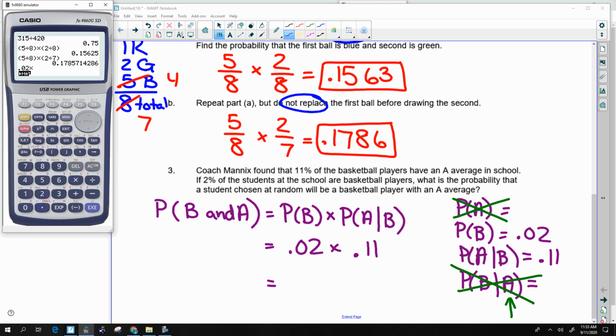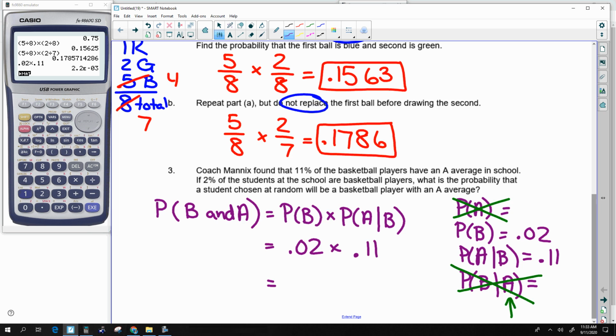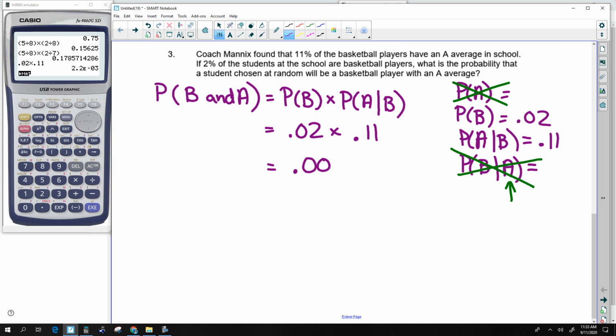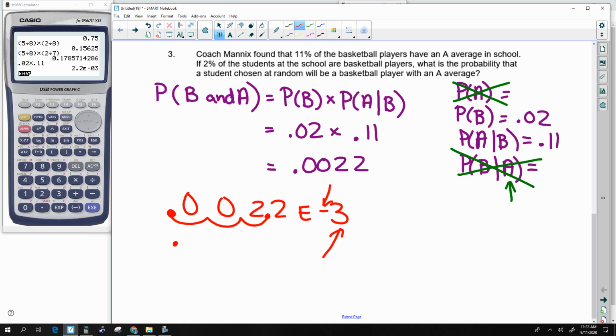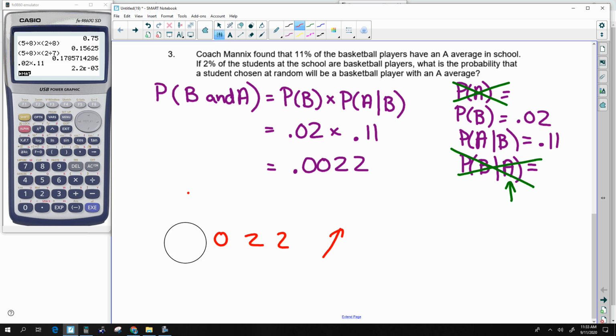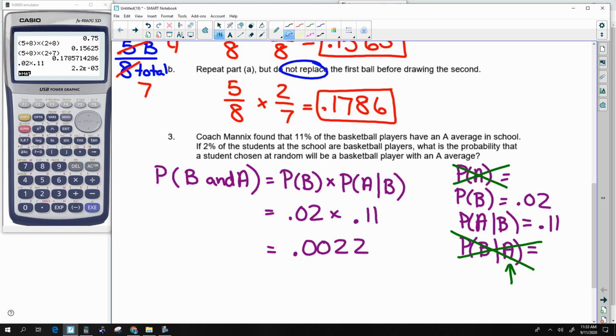And so 0.02 times 0.11 is 0.0022. Again, understand what this e to the -3 thing means. If this is 2.2 e to the -3, we move the decimal place 3 places, and because it's negative, we make the number smaller. So that'd be 1, 2, 3, which is 0.0022. And that's how you work with the e on your calculator. Anyway, that is my answer.